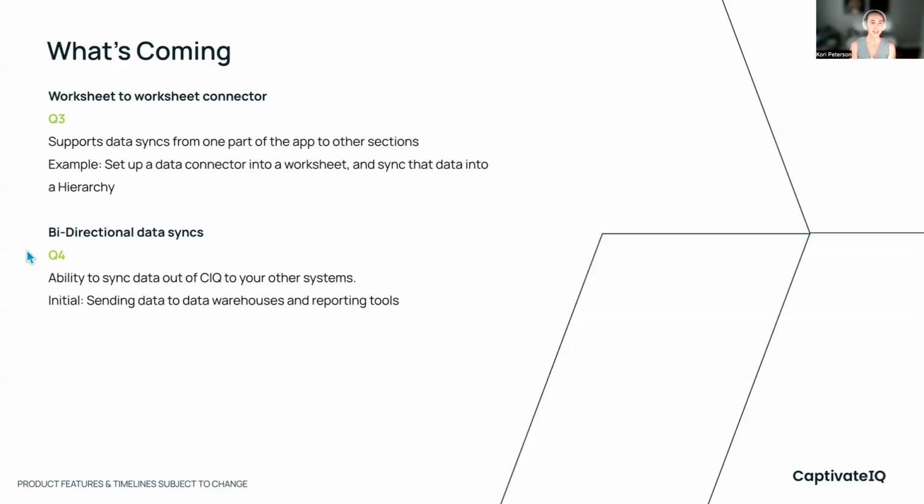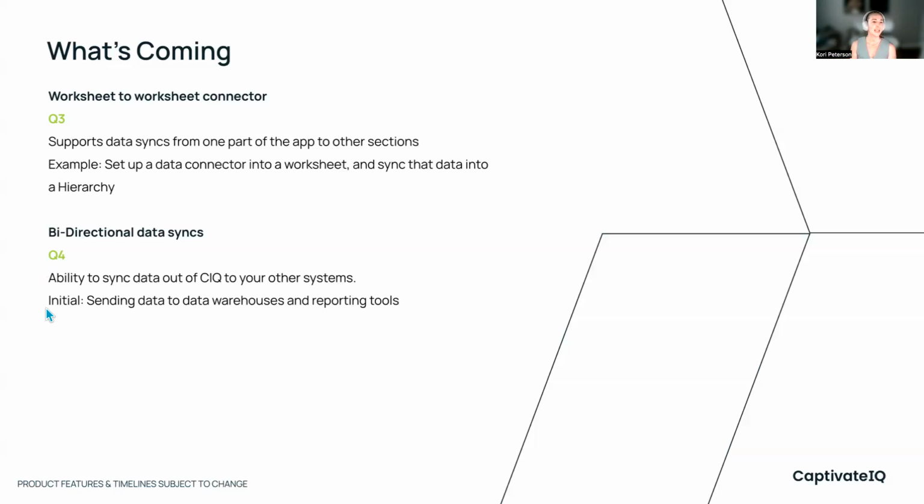And then also coming in Q4, a little bit at the end of the year, the highly anticipated bi-directional data syncs. Now, show of thumbs ups or hands, give us a shout out in the chat if you are on the wait list for this. We know we have a lot of people really excited for the bi-directional sync. As of right now, we're really good at allowing data to come into Captivate, but we're hearing from you guys that you also want the ability to push it back out.